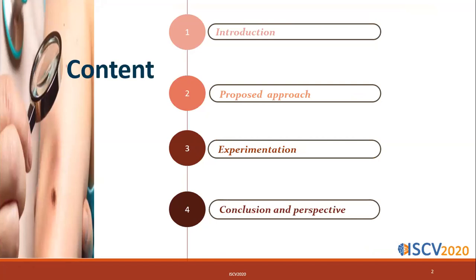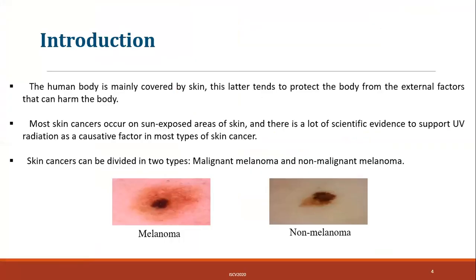As we all know, the human body is mainly covered by skin. The skin protects the body from external factors that can harm it. Most skin cancers occur on sun-exposed areas of the skin, and there is a lot of scientific evidence to support ultraviolet radiation as a causative factor in most types of skin cancer. As we can see in this picture, on the left we have a malignant melanoma, and on the right, a non-malignant melanoma.